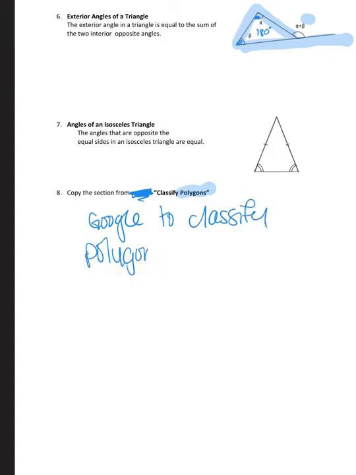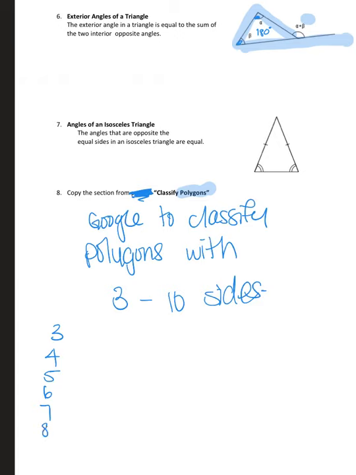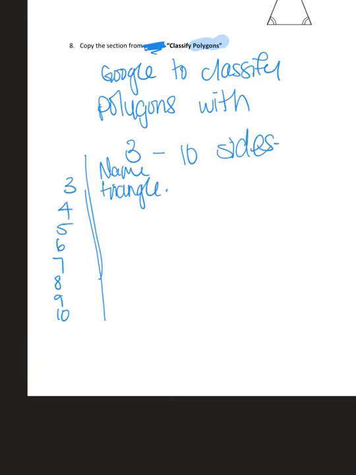polygons with 3 to 10 sides. Okay, so you have 3 sides, 4 sides, 5 sides, 6, 7, 8, 9, 10, and I want to know what's its name. Okay, so for instance, if I have a 3-sided shape, this is called a triangle. A 4-sided shape, that's going to be a quadrilateral.